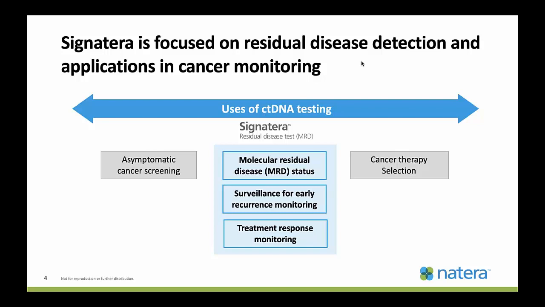Finally, the third area we focus on with Signatera is treatment response, monitoring, and early prediction of benefit. I will show how the dynamic changes of ctDNA and its correlation with treatment benefit can change the landscape of how we design clinical trials and evaluate treatment efficacy.